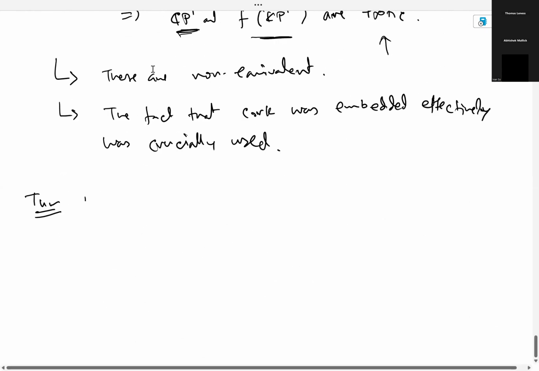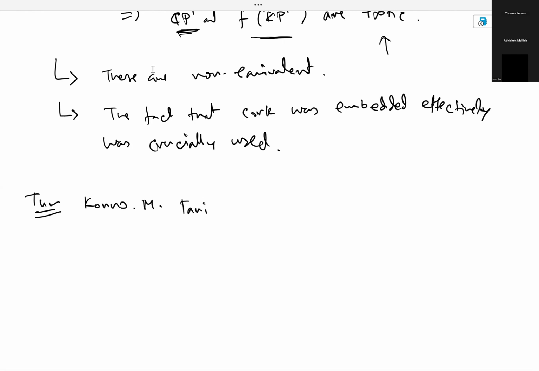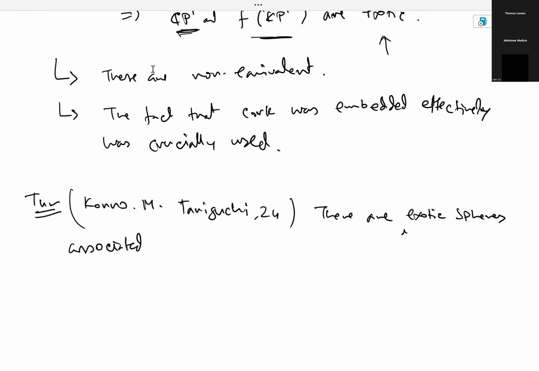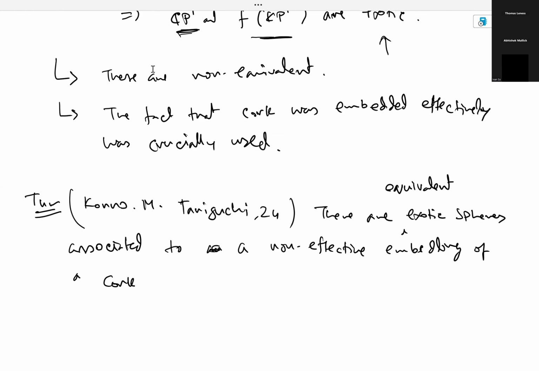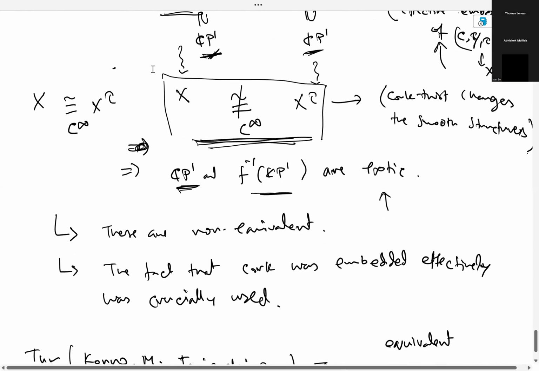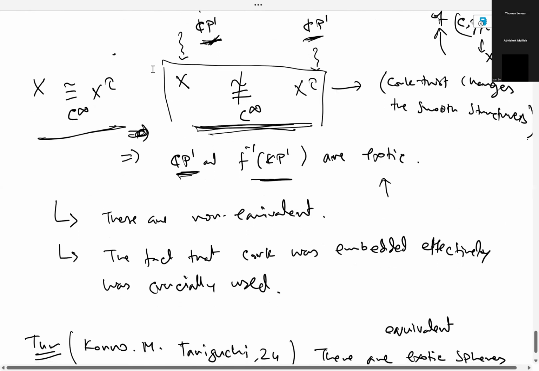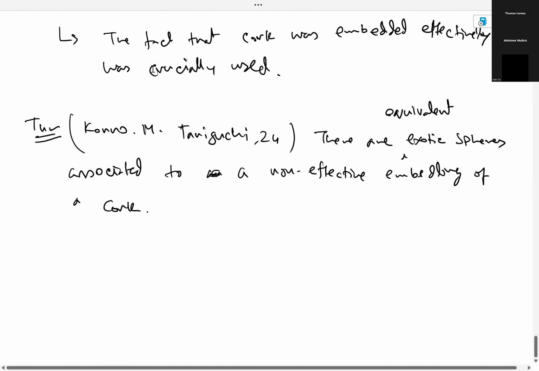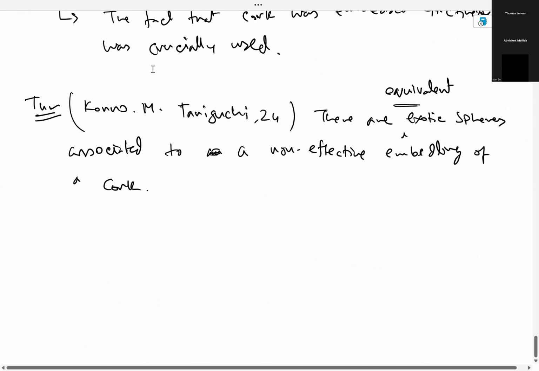So in the work with Kono, Self, and Taniguchi, '24, we showed that there are equivalent exotic spheres associated to a non-effective embedding of a cork. So it is possible not to use the fact that the cork twist is actually doing something to the underlying smooth structure. In fact, you're in a situation where it's not going to change the underlying smooth structure, but somehow you'll still be able to produce exotic surfaces from it. In fact, they will be equivalent exotic surfaces. Okay, so how do we do this?